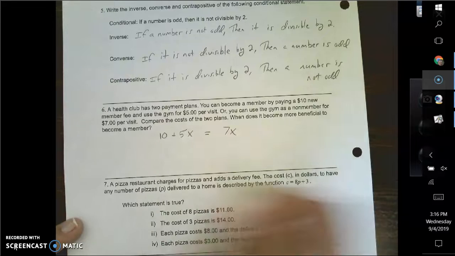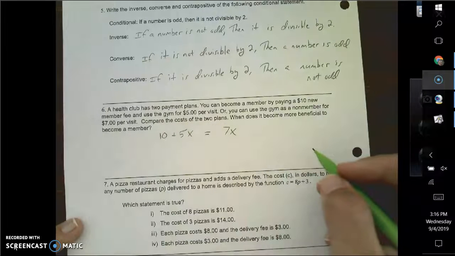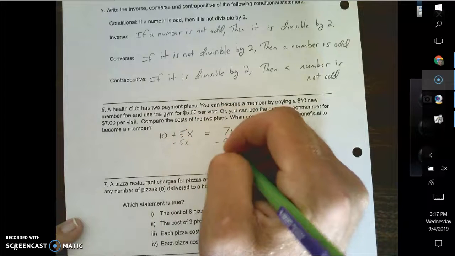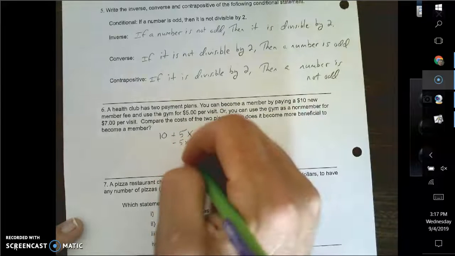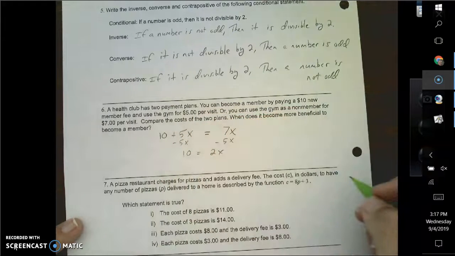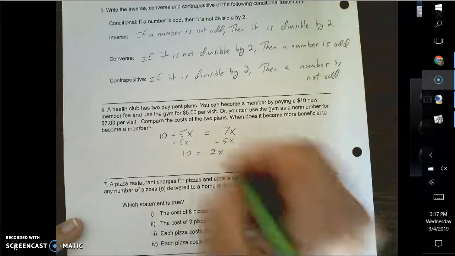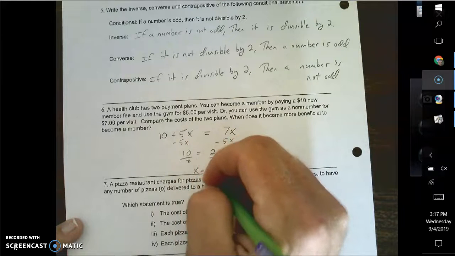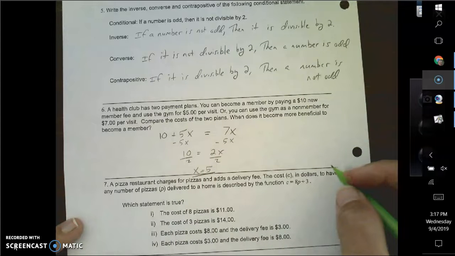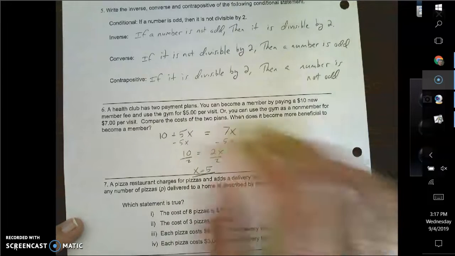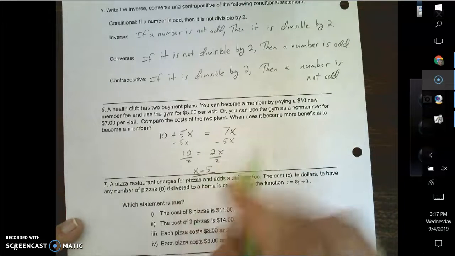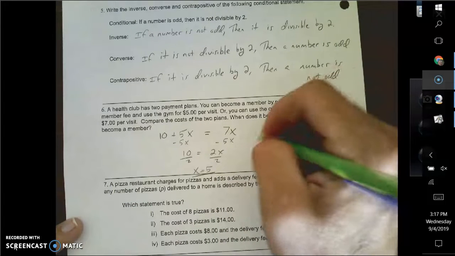Okay? So if I have 10 plus 5x equals 7x, if I subtract 5x over, all right, 10 equals 2x. We can divide both sides by 2. x equals 5. Now, what that means is after 5 visits, they're equal. Okay? So when does it become more beneficial to become a member? It becomes more beneficial after 5 visits.